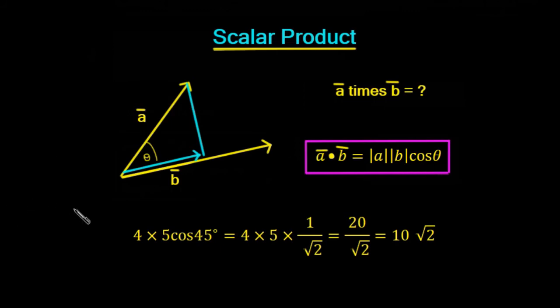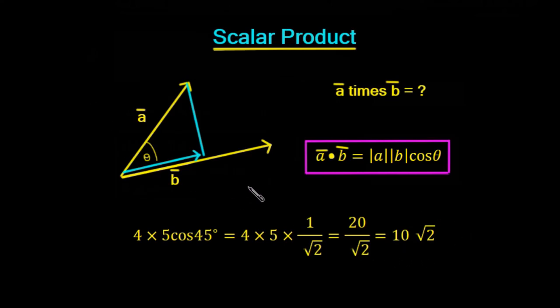So let's look at an example here. Let's say the length of A is 4 and the length of B is 5, and the angle between A and B is 45 degrees. Then the dot product between these two vectors is going to be 4 times 5 times the cosine of 45. The cosine of 45 is 1 upon root 2, so that gives us 20 upon root 2, which is 10 root 2. So you can see that the final answer is just a scalar, it is just a number.